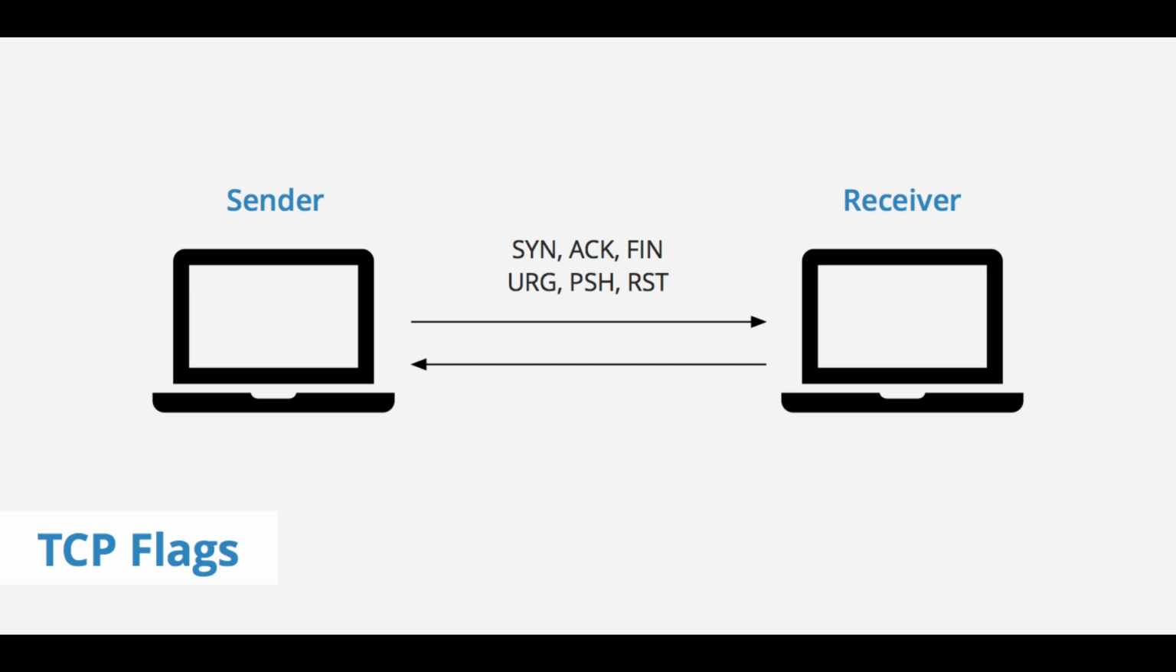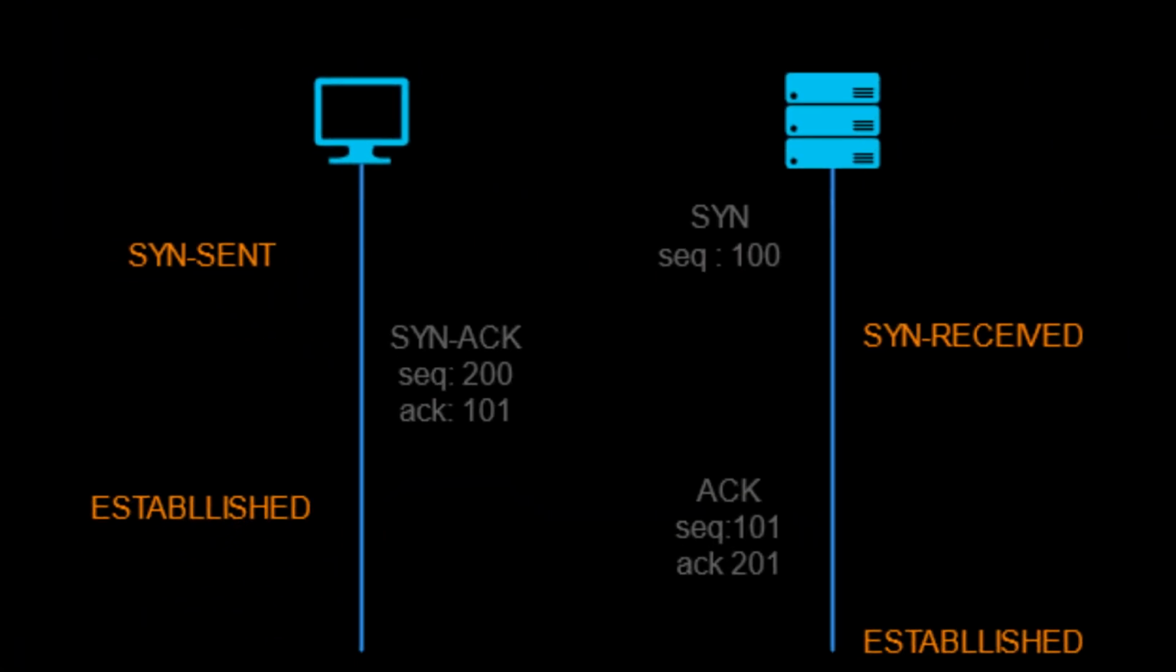Three-way handshake. The three-way handshake is a fundamental process in establishing a TCP connection between two devices on a network. It involves three steps. First, the client sends a SYN packet to the server, indicating its desire to initiate a connection and including an initial sequence number. The server responds with a SYN and ACK packet, acknowledging the client request and also sending its own initial sequence number.